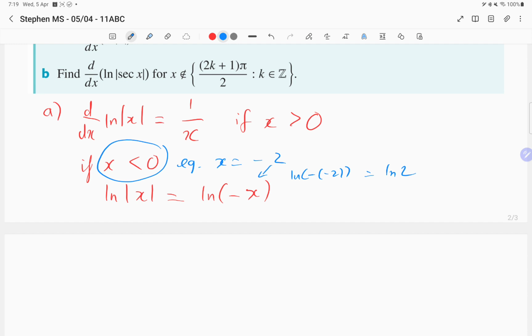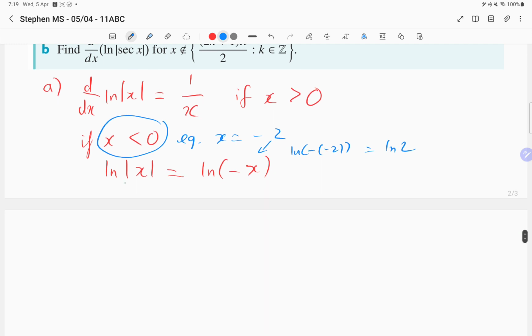You just can't have 0. You can't have ln 0. So that's why if x is less than 0, then ln of absolute value x would just be ln of negative x. When you derive ln of negative x, that would be the chain rule: 1 over negative x, times the derivative of negative x, which is negative 1. That also turns into 1 over x.